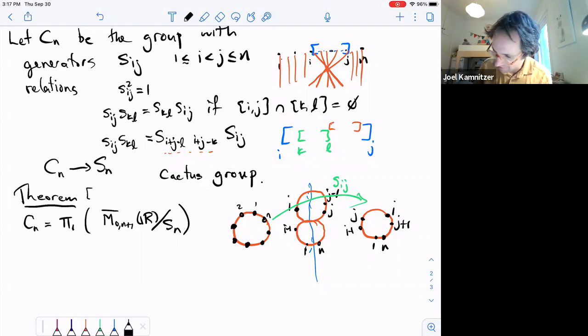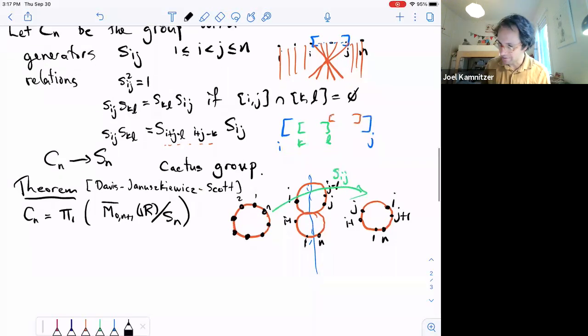Okay, so this theorem, I guess I was a little sloppy before with attributing. This one I can attribute properly. It's due to Davis, Januszkiewicz, and Scott. I hope I spelled that right.